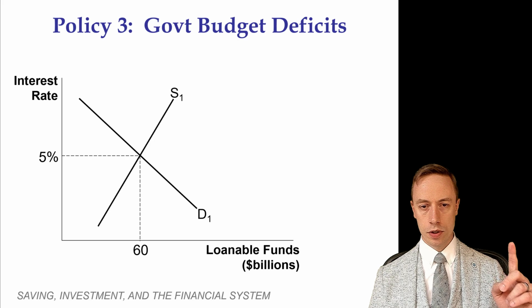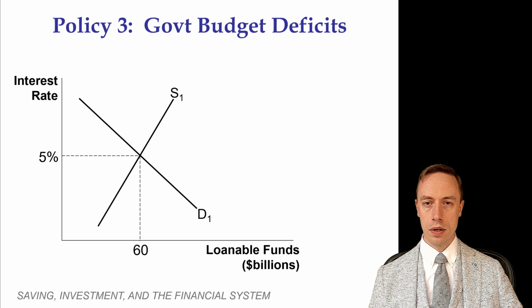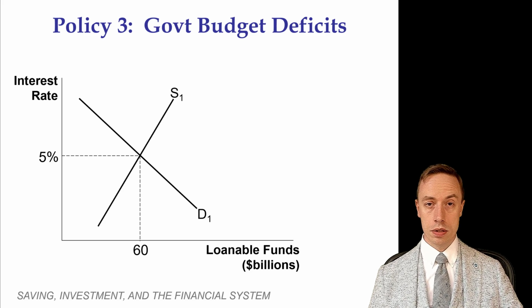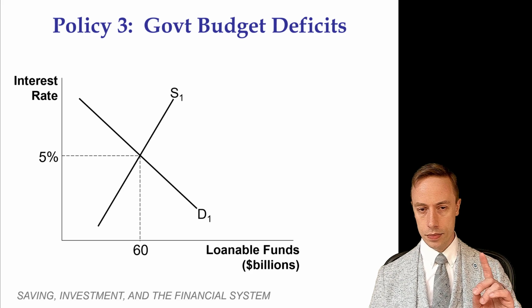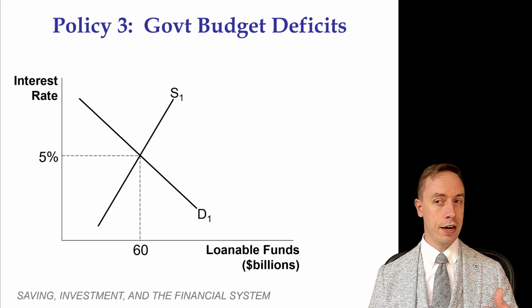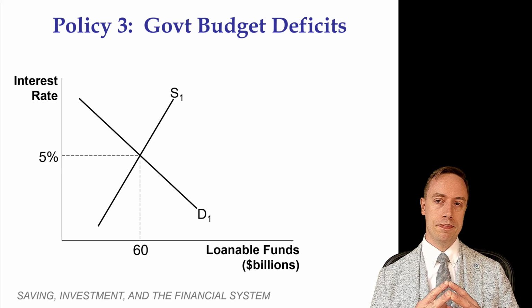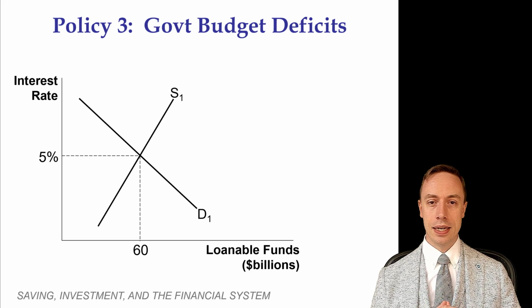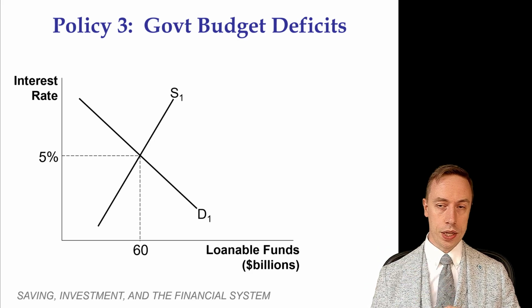Step number one, which curve is affected? Well, the budget deficit, of course, connects to public saving. And public saving is always on the supply side, regardless if we're looking at a deficit or a surplus. Step number one, this is going to be a supply side story. Step number two, which direction? Now we have to be really careful with how budget deficits work in this model. The language I just used was that the budget deficit is increasing from 100 to 400.